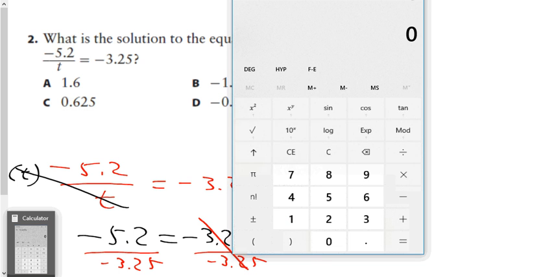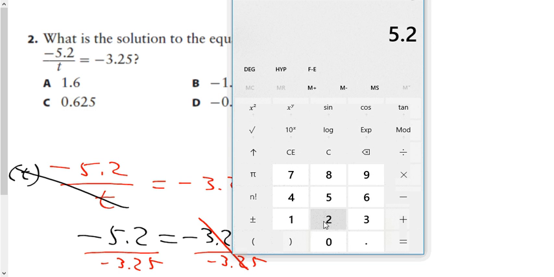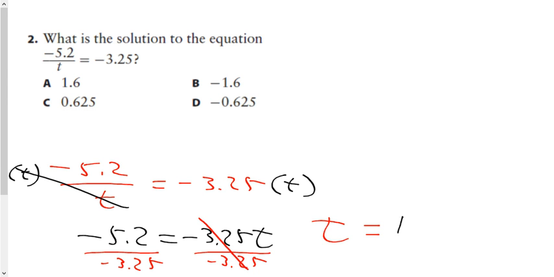If I grab my calculator here, so 5.2 divided by 3.25. Notice how I didn't actually use my signs there because I know a negative divided by a negative is positive. So unless you're not very comfortable with that, you don't have to worry about it. And I know my answer is t equals positive 1.6, which means my solution is A.